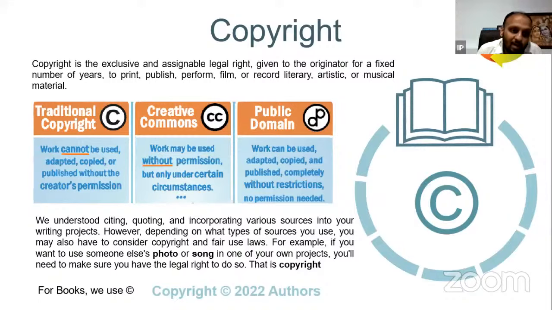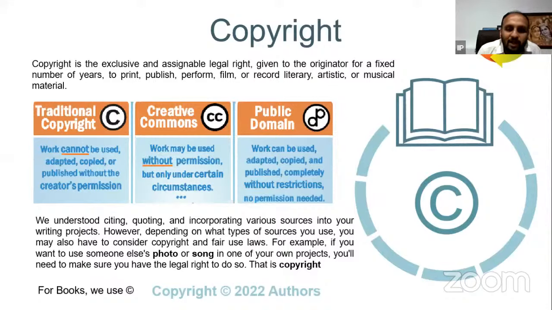In general, book publishers use this. There are three ways of reserving the rights to the content. One is traditional copyright, that is C, the second one is Creative Commons, CC, and then public domain, PD. For book publication, we use single C, that is traditional copyright, because Creative Commons allows others to use your book content with some conditions. Public domain means it is open to anyone.